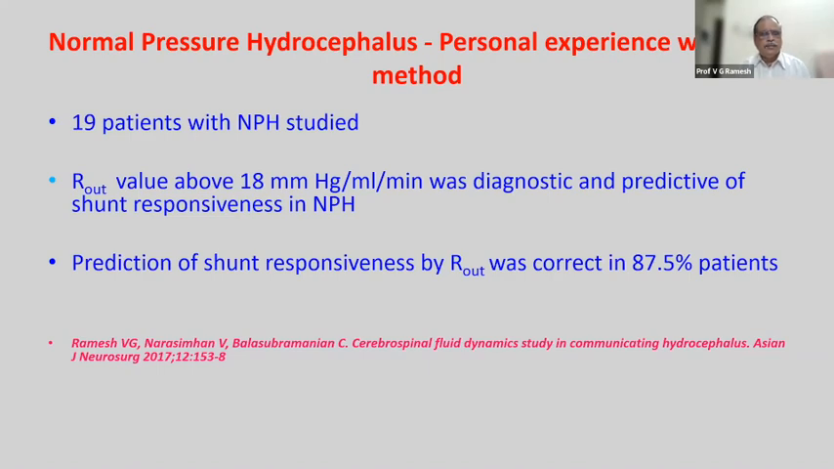Now, normally the ROT in normal patients is only less than 9 millimeters of mercury per ml per minute. And if it is more than 18, it is diagnostic of normal pressure hydrocephalus, because of severe outflow resistance, and the shunt responsiveness is good, even if the patient's MRI may show a little more atrophy and other features may not fit in with normal pressure hydrocephalus. So this can be used whenever you have a dilemma in the diagnosis of normal pressure hydrocephalus, and it's a very useful and simple method for prediction of shunt responsiveness.